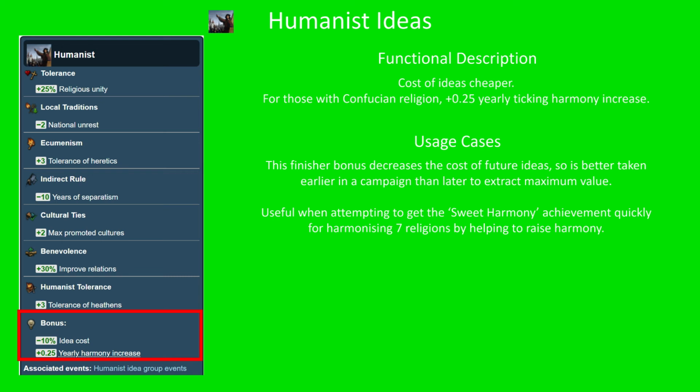How do you use this efficiently? Well, ideally you try and complete this as early as possible, possibly in your first or second idea group, so that you get the maximum benefit of all future idea groups being cheaper. If this was the last idea group you're taking, then this would provide you with no benefit, excepting if you were a Confucian, and it's worth mentioning that this finisher is then uniquely suited to helping you complete the Sweet Harmony achievement, where you quickly try to harmonize 7 religions, and it does this by raising your harmony, which you then spend whilst harmonizing.